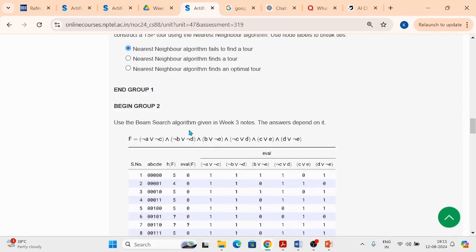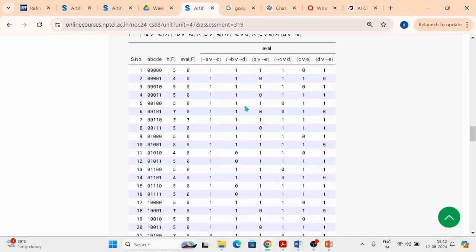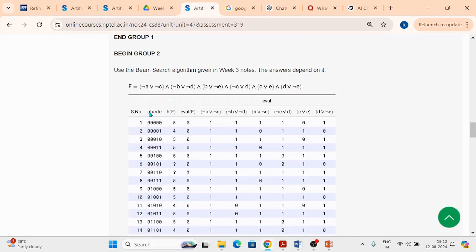Coming to group 2, this is the given Boolean function f, and these are the variables a, b, c, d, e. We have 5 variables, and this is the h of n evaluation. Here we have 6 classes, and the h of f value is how many of these classes are satisfied. Here you see 1 2 3 4 5, that's why they kept 5. The evaluation value is 1 only if all the values in this AND are 1. Here C and R is 0, so 0 and 1 is 0. That's why you got 0 here.